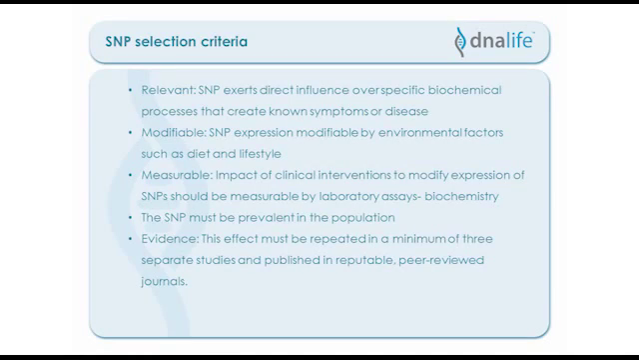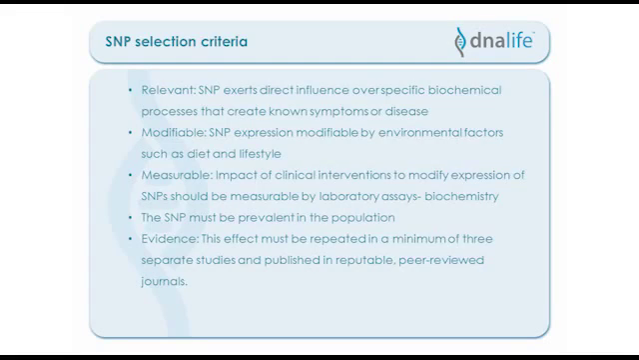First of all, the SNP needs to be relevant. It needs to exert direct influence over a specific biochemical process, and that biochemical process would ordinarily be known to create known symptoms of disease. Secondly, the SNP needs to be prevalent, so it needs to be common in the population. There's no point in looking for genes within our tests that we're simply never going to come across in the general population.